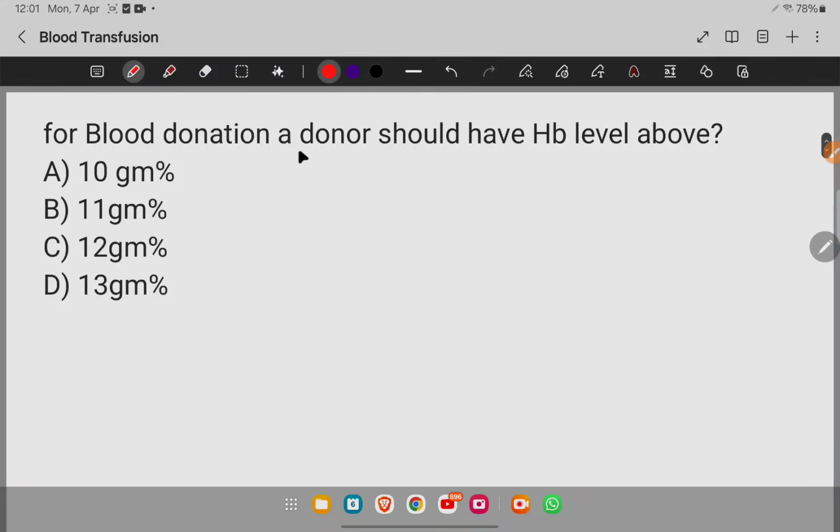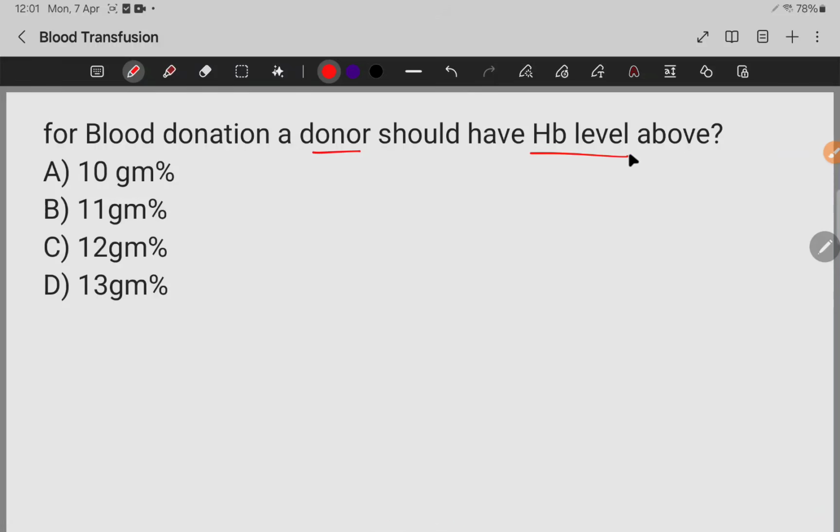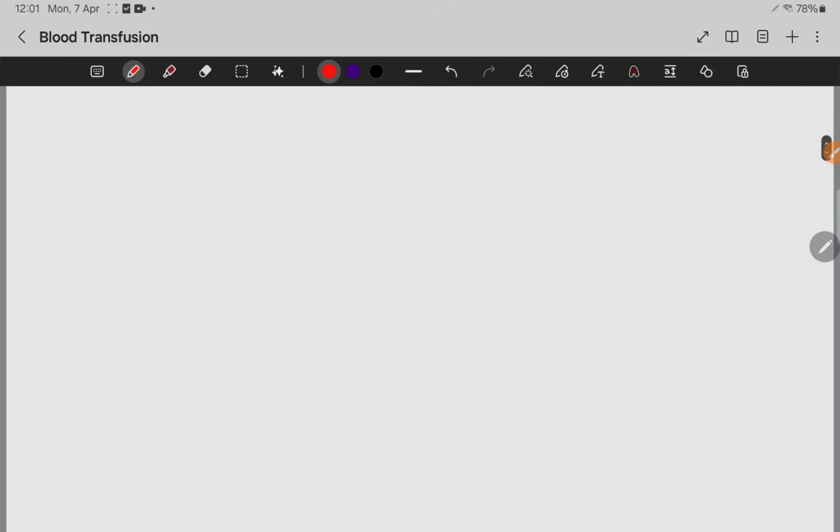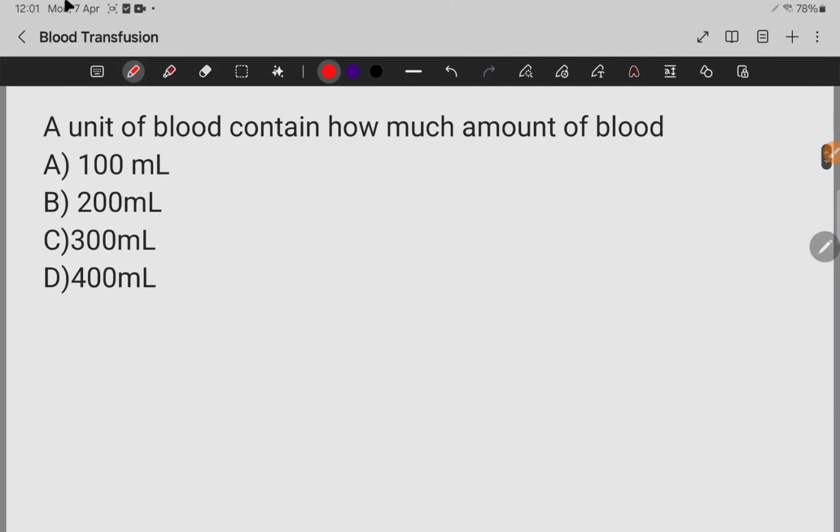Next question is, for blood donation, a donor should have HB level above. So we have seen in the lecture, the theory part, that the answer is 12 gram %. Okay, it is a direct answer. 1 unit of blood contains how much amount? Okay, 1 unit contains how much? So it is 300 ml.